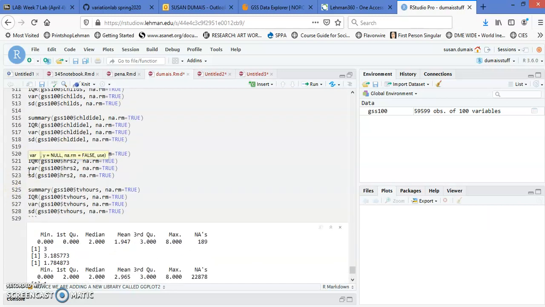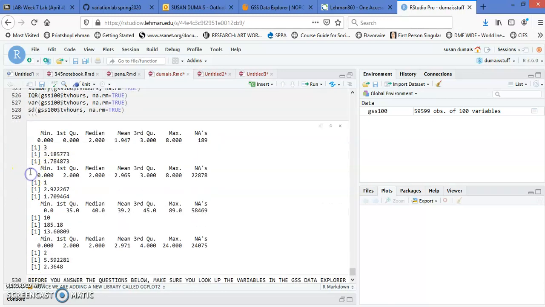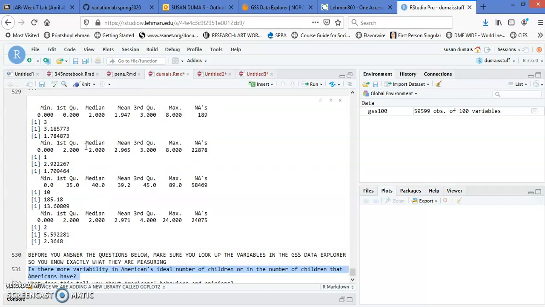The ideal number of children is our second set, and we can see that the interquartile range is 1 compared to 3 for child. The variance is 2.9 compared to the variance for child, which is 3.18. And the standard deviation is 1.71 if we round it, compared to 1.78, the standard deviation, if I misstated that earlier. So in all cases, the measures of variability are smaller for the ideal number of children than for the actual number of children that people have.